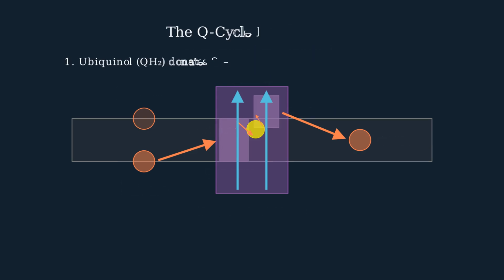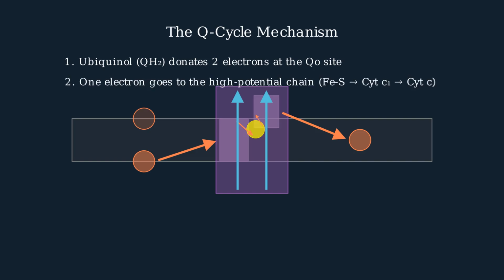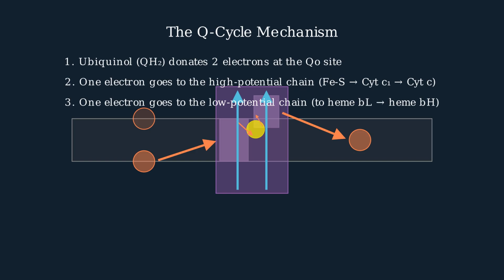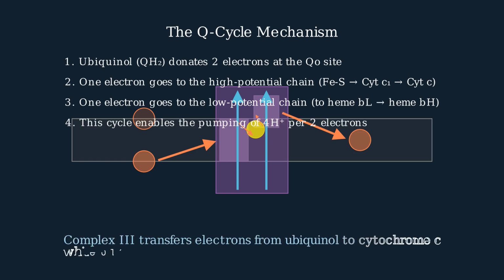The Q cycle is a complex mechanism that allows complex 3 to pump 4 protons for every 2 electrons that pass through. It involves recycling of electrons through the b-type cytochromes. In summary, complex 3 efficiently couples electron transfer from ubiquinol to cytochrome c with proton pumping, playing a crucial role in building the proton gradient necessary for ATP synthesis.